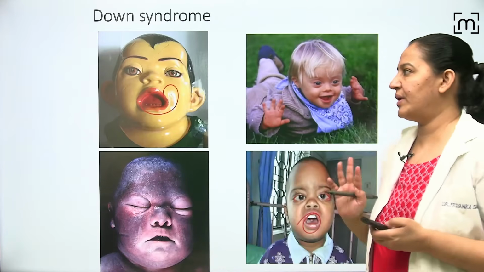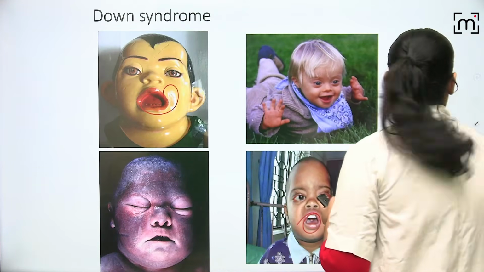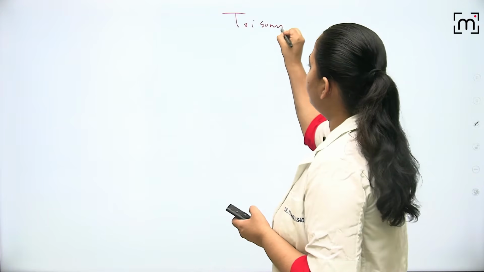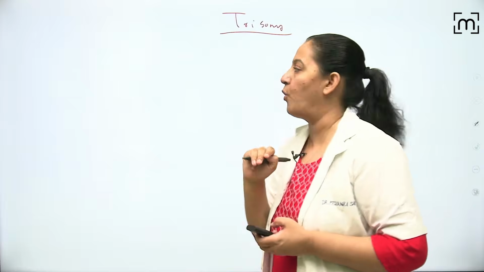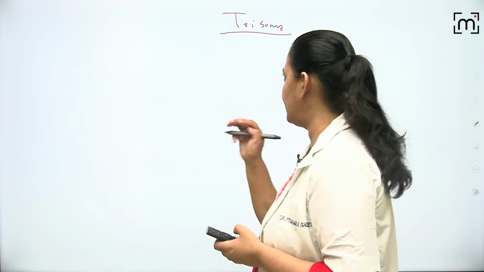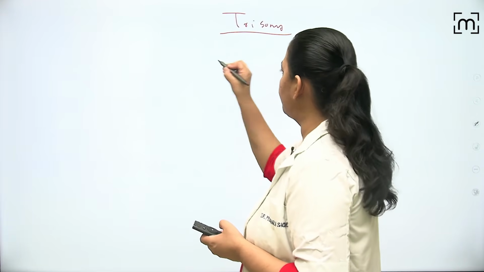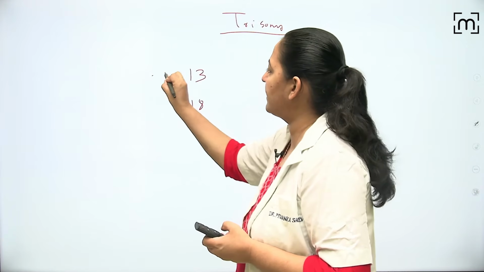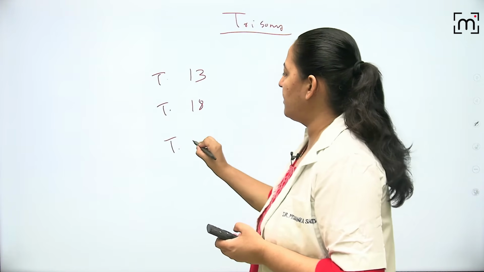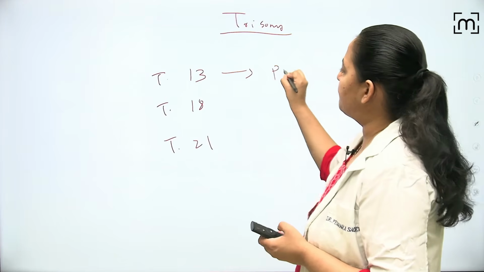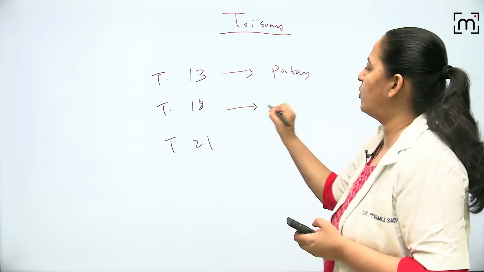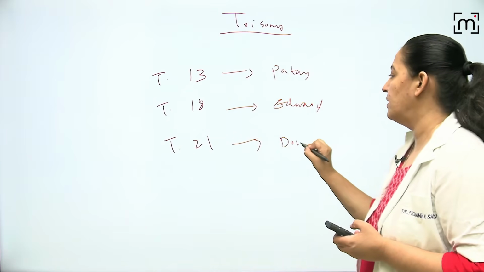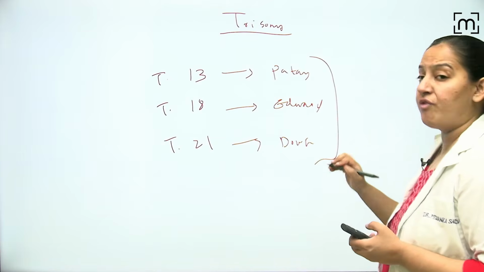So we are done with three trisomies till now. I am teaching you trisomy, right? In trisomy, we have completed 3 trisomies till now. What are they? Trisomy of chromosome number 13, trisomy of chromosome number 18, and trisomy of chromosome number 21. This one is known as Patau syndrome, this one is known as Edward syndrome, and this one is known as Down syndrome. These 3 are the trisomies of autosomes.